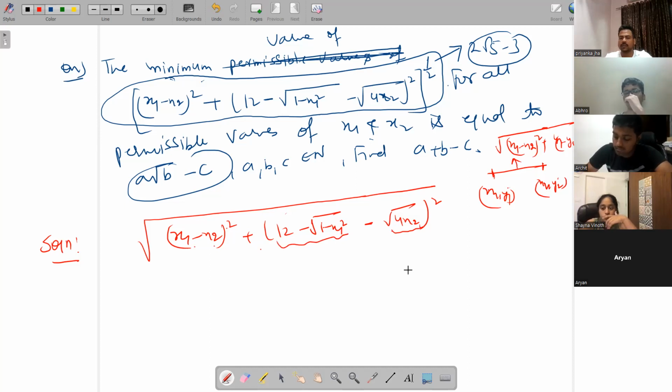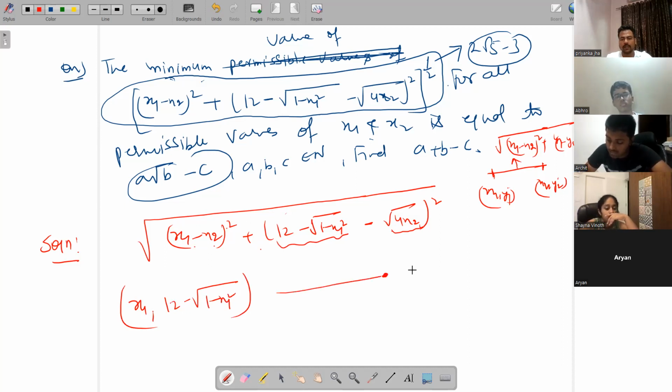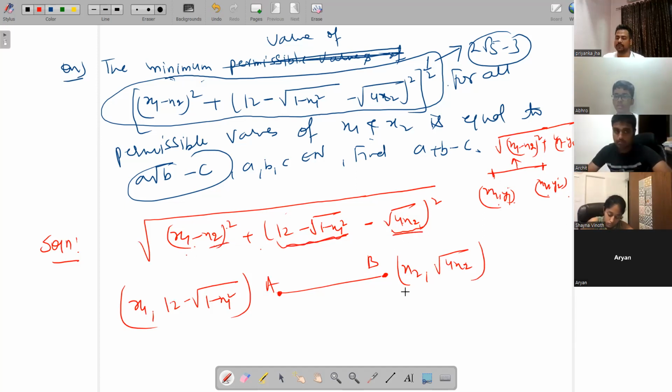Understood? So one point could be x1 comma y1, where y1 is 12 minus under root 1 minus x1 square, and the other point has coordinates x2 comma y2, where y2 is under root 4x2. Suppose this is A, this is B. So just compare. You can see this is like the distance formula between 2 points, x1 y1 and x2 y2. So this is x1, this is y1, this is x2, this is y2.